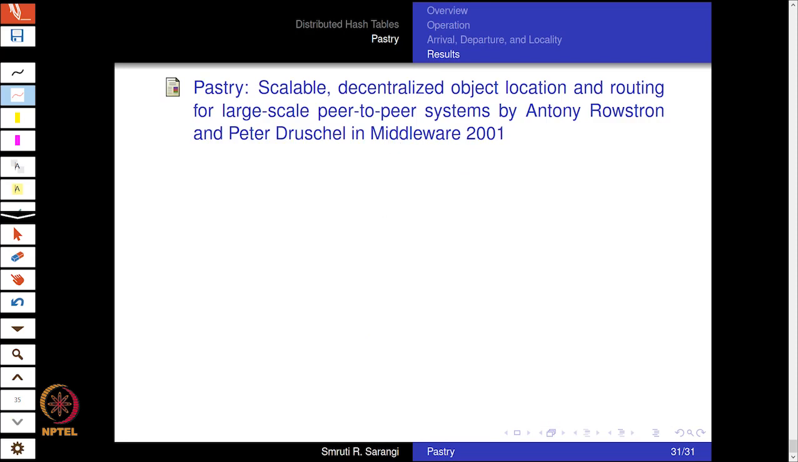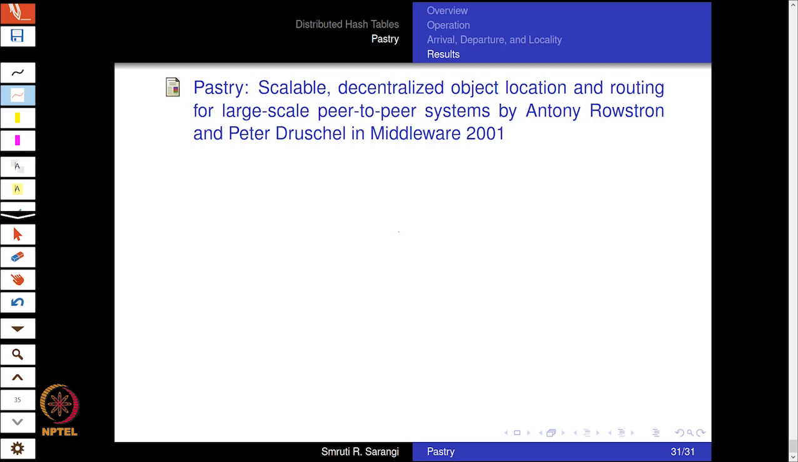The original Pastry paper was published by Antony Rowstron and Peter Druschel in Middleware 2001. I would request all viewers to read the paper. The paper has all the details of the experiments, the protocols, everything. And of course, if somebody really wants to learn Pastry, the best way is to implement the Pastry algorithm using a popular language like Java or Python, and actually see it running. That's the best way to learn this protocol.